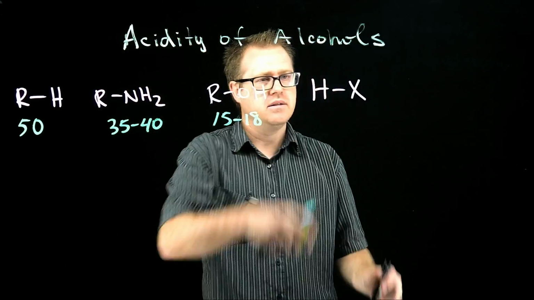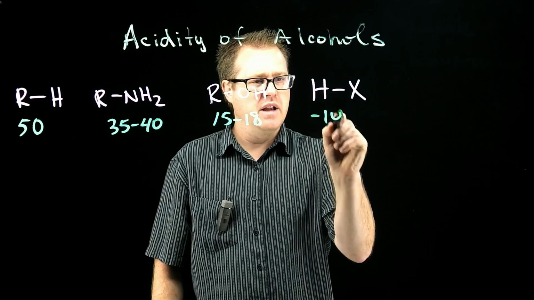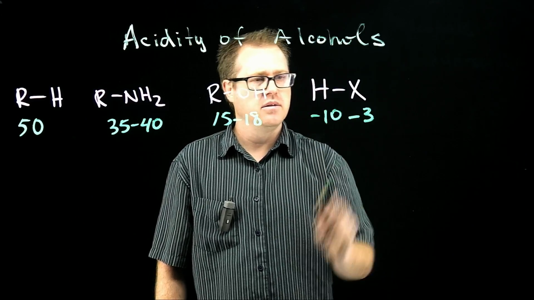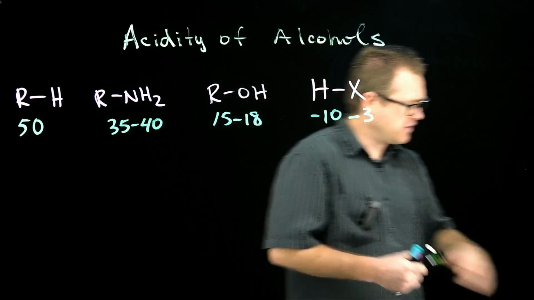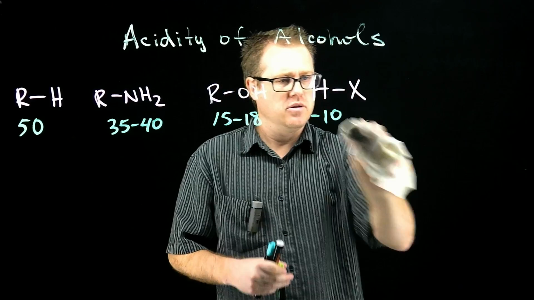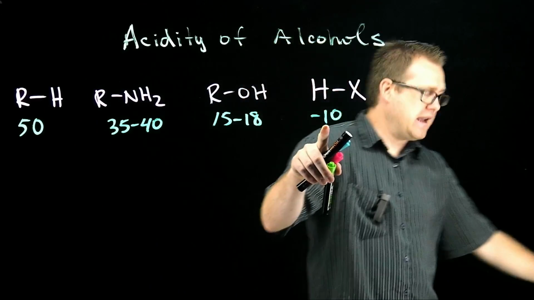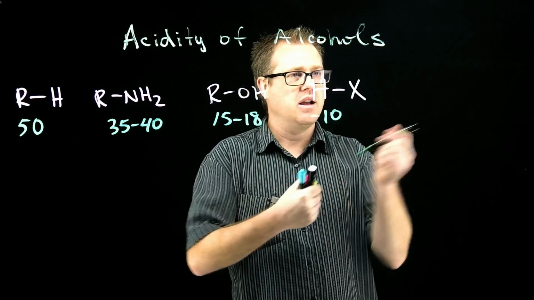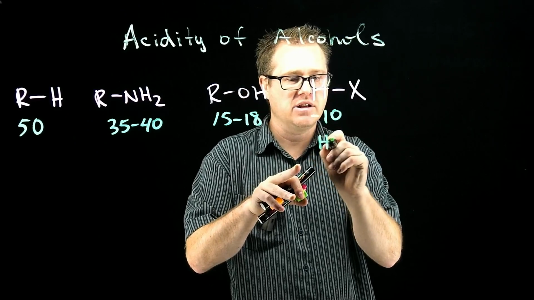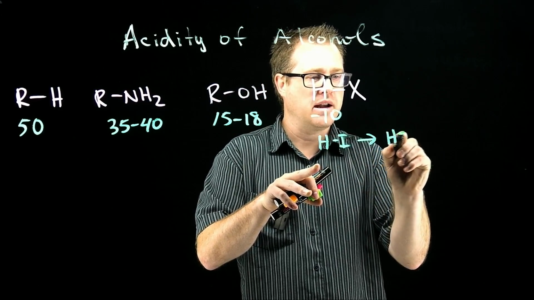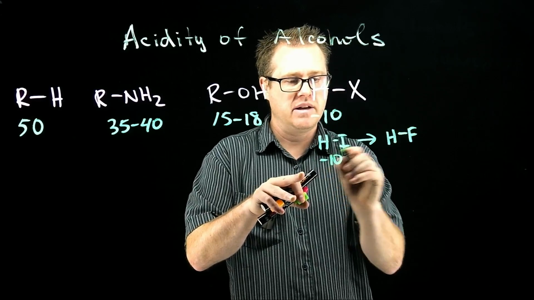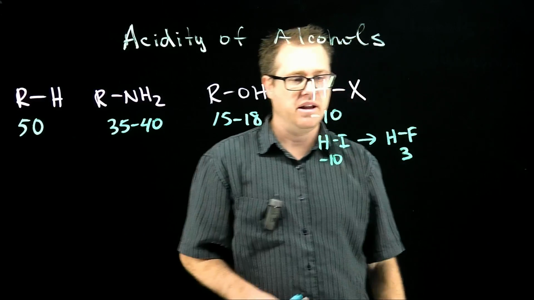And then the halogen acids range from -10 to 3. So what I'm saying is we have -10, that's hydroiodic acid, HI. And then when we go all the way up to hydrofluoric acid, that's approximately 3.